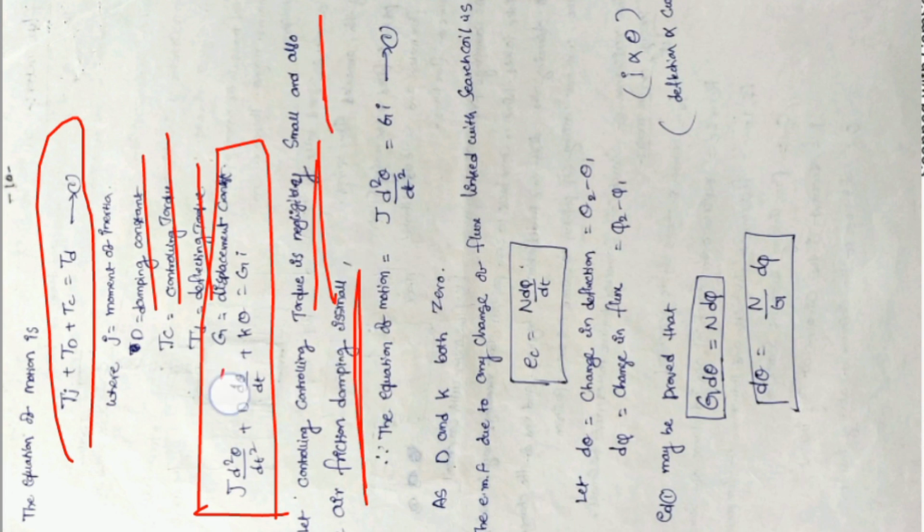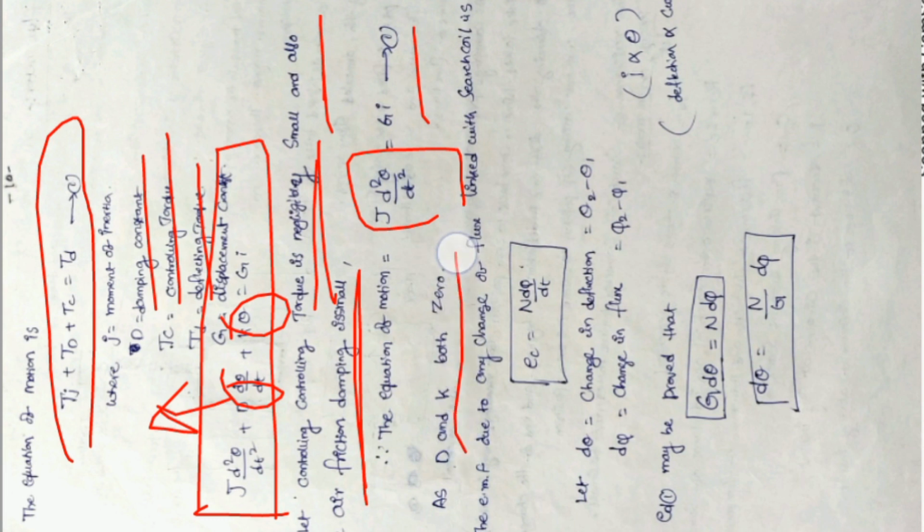Therefore, in the equation of motion, this term becomes 0 and this term becomes 0, because there is no control spring and there is no damping torque since there is no core. Therefore, the equation of motion is J d square theta by dt square equal to G i. Make it equation number 1. As D and K are both 0, we can write this equation.